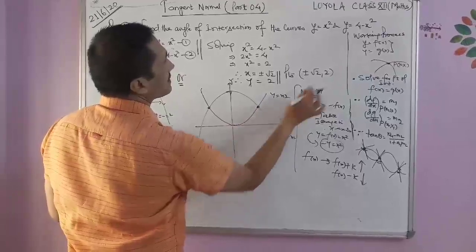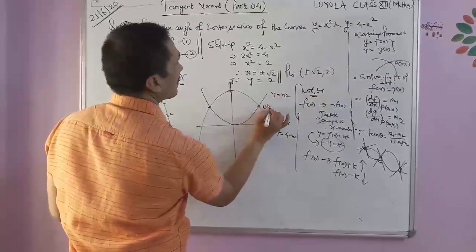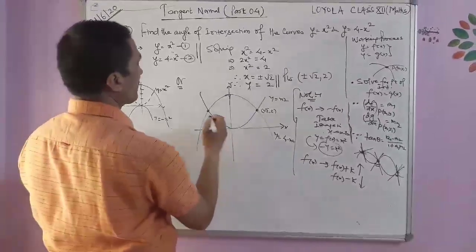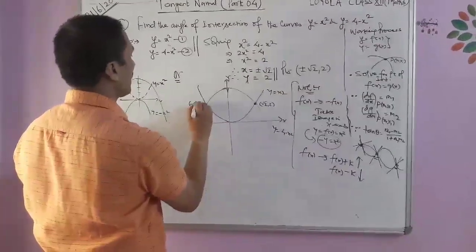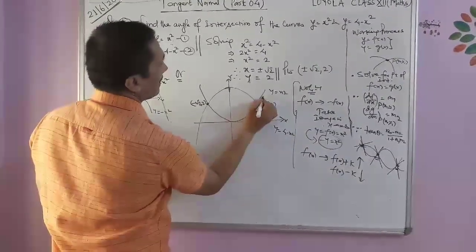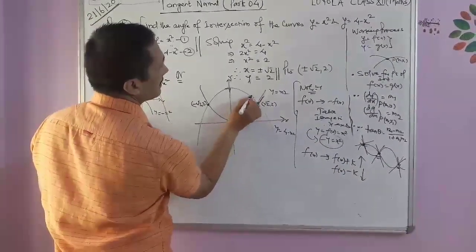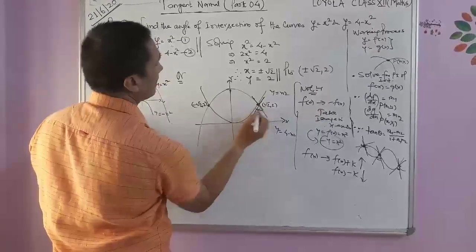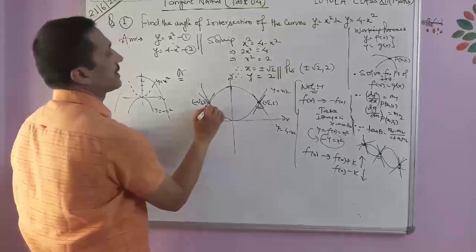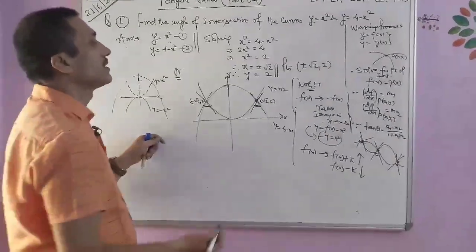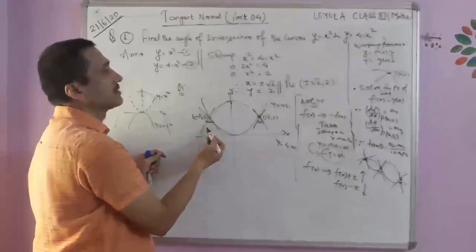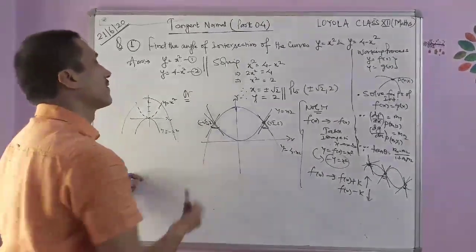This is the point root 2, 2, and this is the point minus root 2, 2. Clearly the angle between the tangents at this point and this point will be the same. So we find it at either this point or this point.